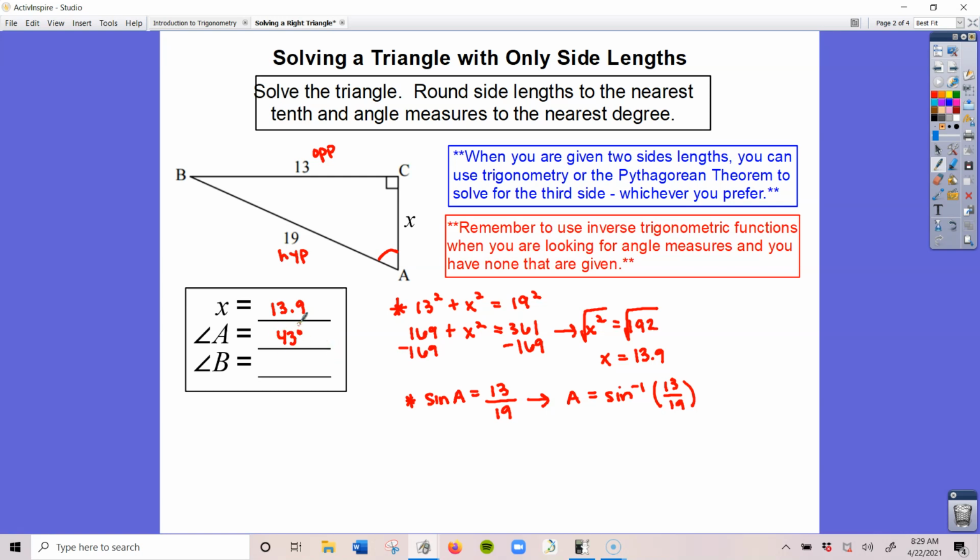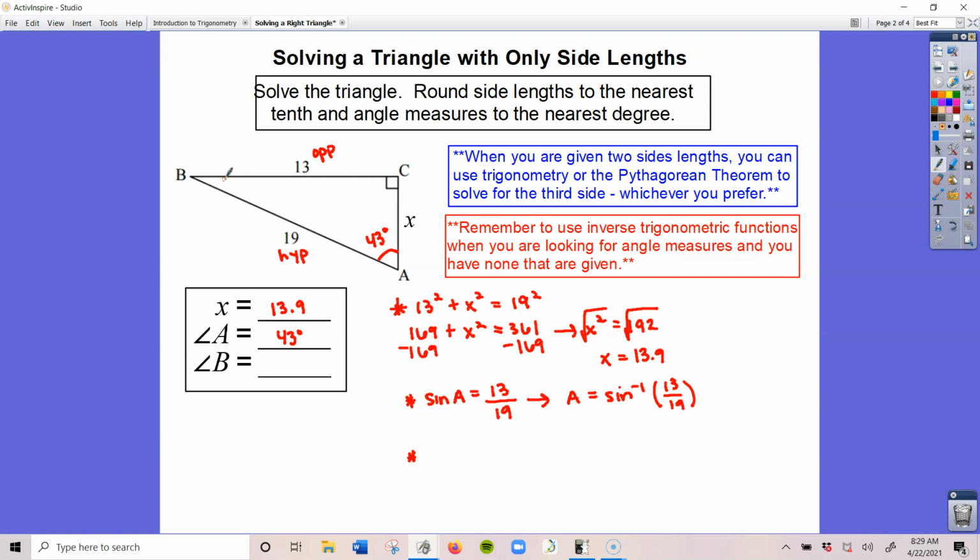Since I solved for A and I get that it's 43, I don't need to use trigonometry to solve for B. I have two of my angle measures, and all three have to add up to 180. Now this doesn't mean that you can't use trigonometry to solve for B. You most certainly can, or you could have solved for B first. It all depends on how you saw it. But I like to do things a little simpler.